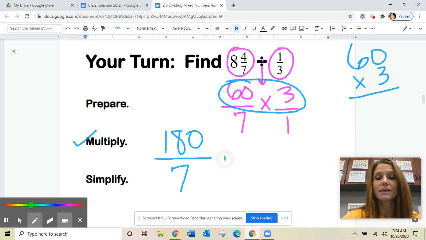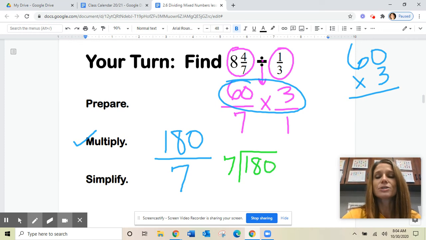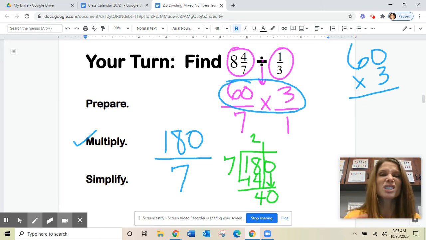Now I need to simplify. Really improper. 7 goes into, I'm going to split it at 18 first. 7 goes into 18 2 whole times because 14 gets me the closest. But I have a little bit of extra. And now I'm going to use the 0 value. And I know that 6 groups of 7 is 42, which is a little bit too big. So it's got to be 5 groups, which gets me 35 and 5 extra pieces. So 25 becomes the whole number.